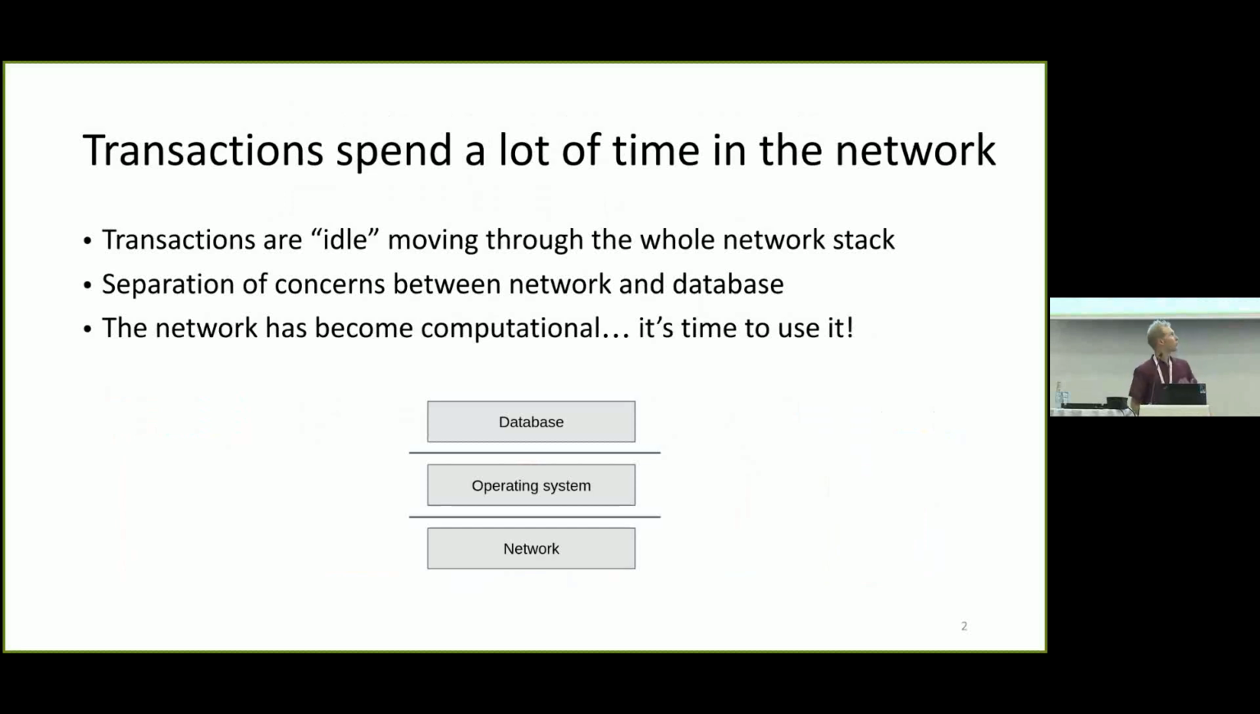So where do transactions spend their time? They spend a lot of time idle, moving through the network and also the host networking stack. And during this time, the transaction is not being processed. This is because of the separation of concerns between the network and databases. The network doesn't know what it's transporting. It doesn't know it's transporting transactions, so it can't help the database. But the network has become computational, and we believe it's time for the scope of the database to expand into the network.